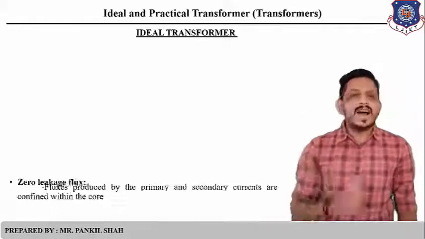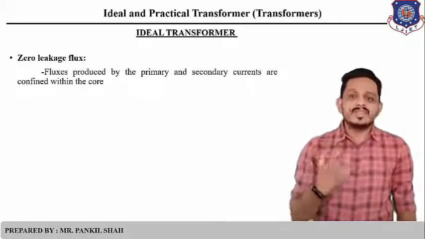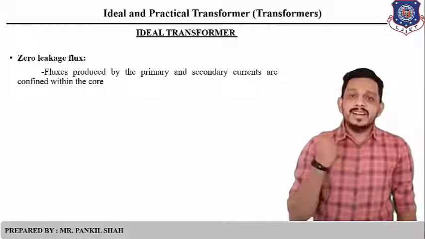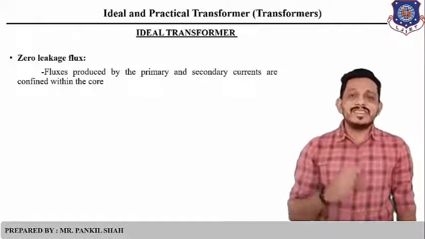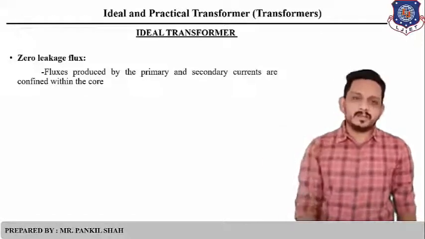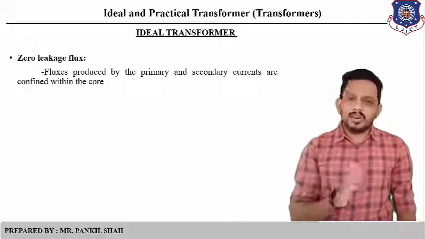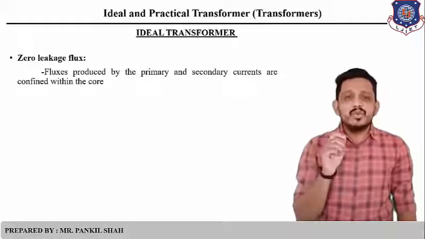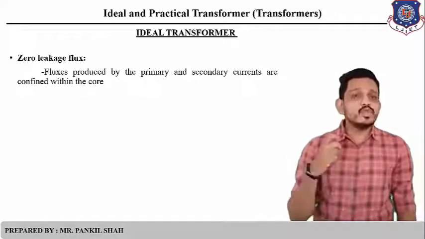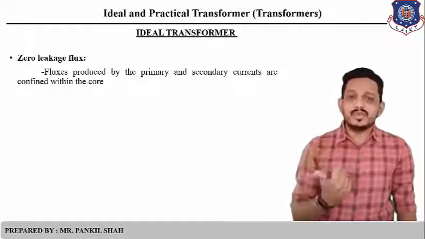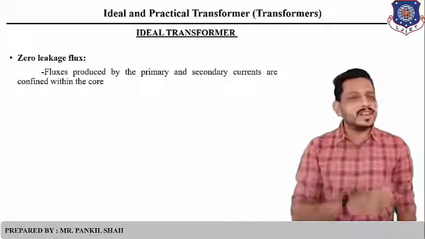So first of all, ideal transformer. An ideal transformer must have some characteristics, and we will discuss them one by one. The first characteristic is zero leakage flux. We have seen that a transformer has one core and on its two limbs we wind two windings. The first winding, which is connected with the source, is known as the primary winding, and the other winding is known as the secondary winding.